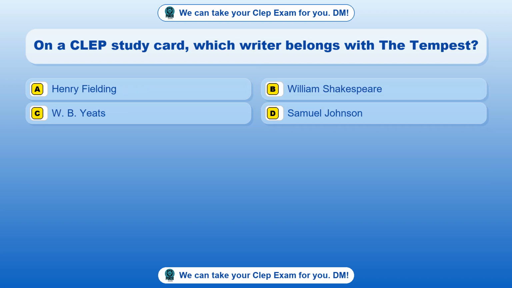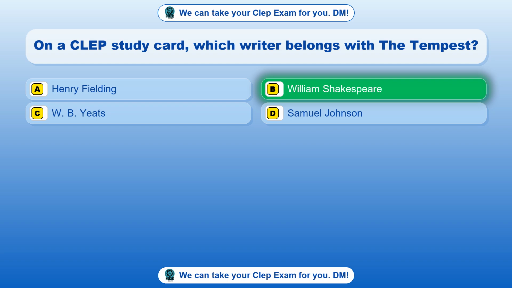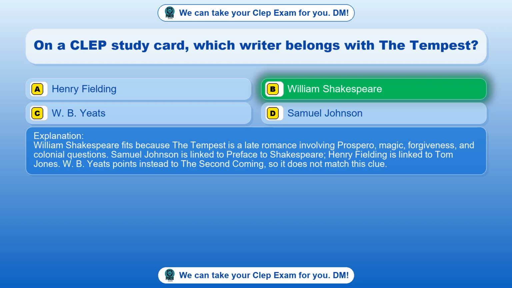Question 92. On a CLEP study card, which writer belongs with The Tempest? Option A. Henry Fielding. Option B. William Shakespeare. Option C. W.B. Yeats. Option D. Samuel Johnson. The correct answer is option B. William Shakespeare. William Shakespeare fits because The Tempest is a late romance involving Prospero, magic, forgiveness, and colonial questions.